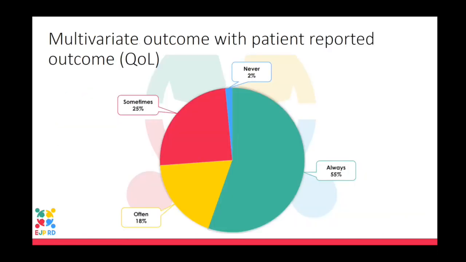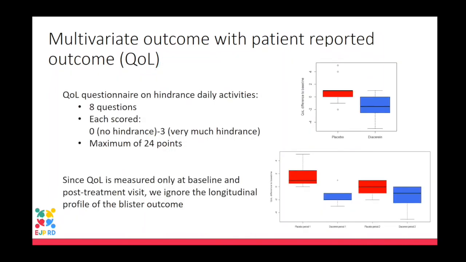Now, I still didn't talk about quality of life, which is one of the biggest parts of the title here. You've indicated that only 2% of you said it's never important, but most of you agree that quality of life is indeed important to evaluate. And I would argue that in the case of epidermolysis bullosa, it's important to look at quality of life, because the hindrance in those patients in their daily activities is quite high.